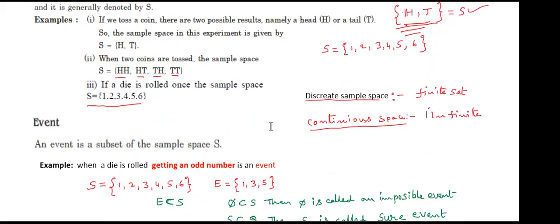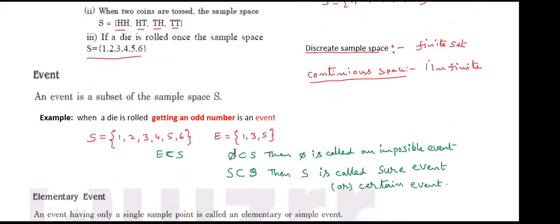What does event mean? An event is a subset of the sample space. See one example. When a die is rolled, getting an odd number is an event. If we are rolling a die, what are the sample points? 1, 2, 3, 4, 5, 6. This is the sample space. Getting an odd number means 1, 3, 5. This is one event. Getting an even number means 2, 4, 6.